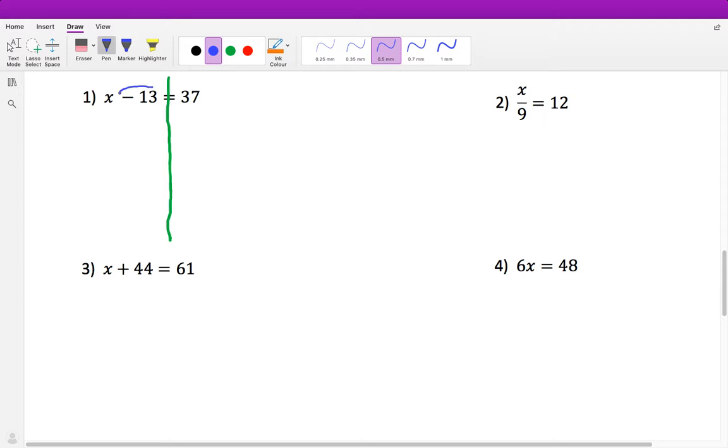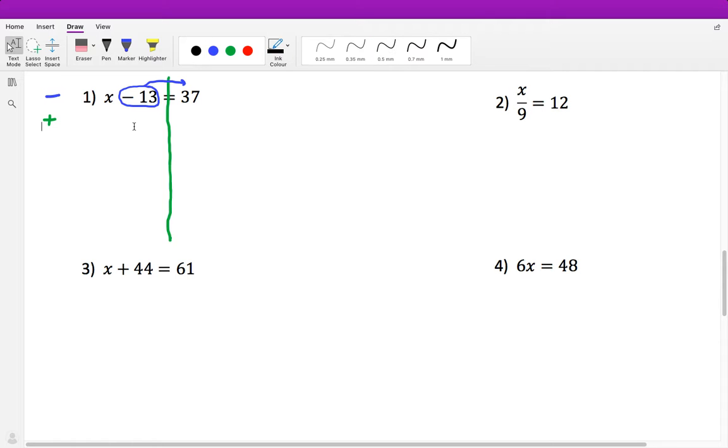So maybe you might want to circle this and draw an arrow saying that you're going to move it to the other side. And then you would actually move it. So I need to ask myself, what is happening to this variable? Well, right now we are subtracting. Well, what is my inverse operation of subtraction? That is addition, because we want to isolate that variable.